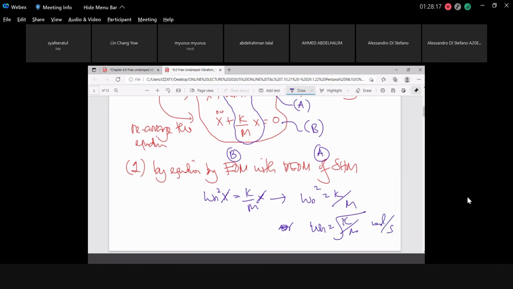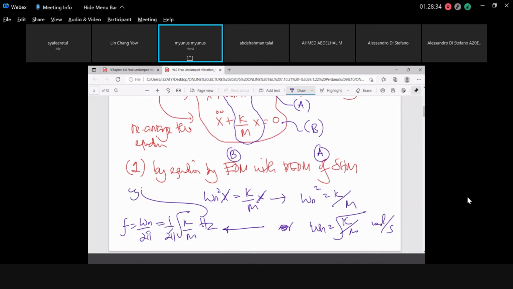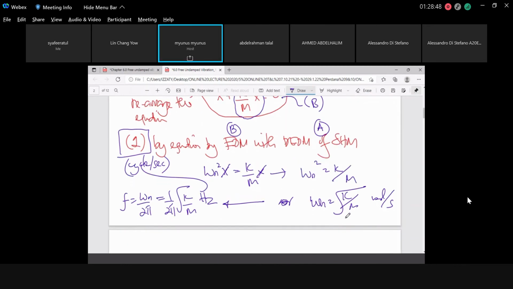Or you want to change this one to become frequency. For example, this one is omega n. F is always omega n by 2 pi, which is equal to 1 by 2 pi times the square root of k by m, in the unit of hertz. Hertz is cycle per second. This is solution number 1. Any question? We're going to move to solution number 2.